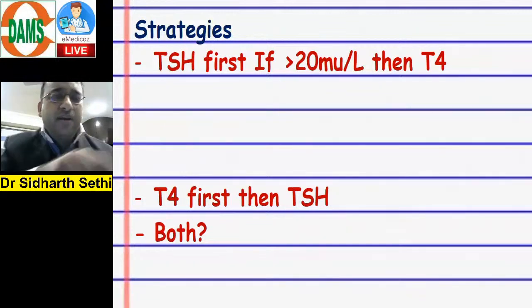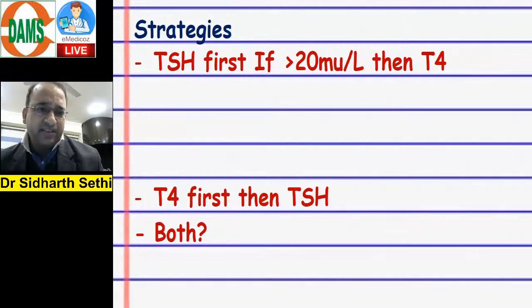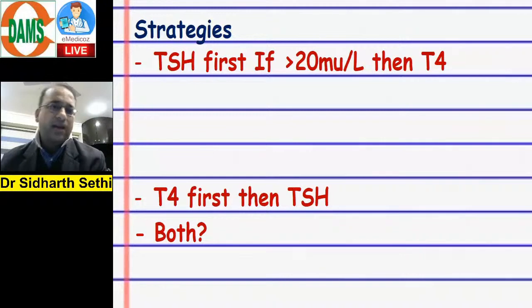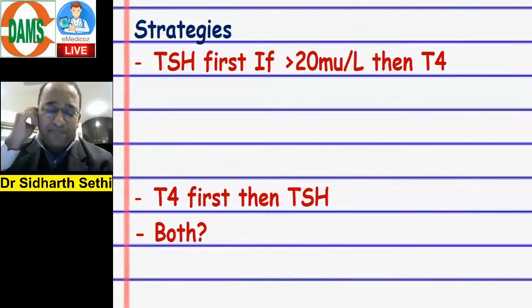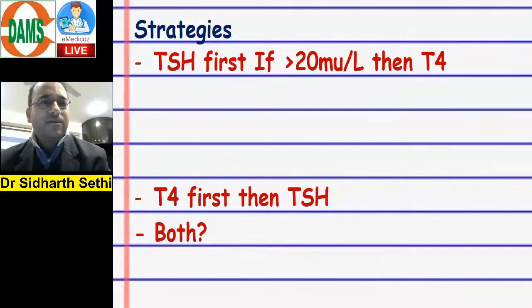If you have money, would you go for just a TSH? Just a TSH, or TSH followed by T4, T4 followed by TSH, or both? What should be the best strategy, guys? And I'll wait for your answer. You can type. I'm waiting for your response. What should be the best strategy?